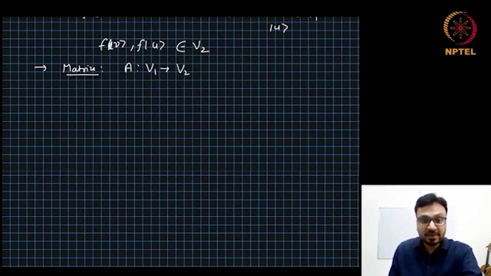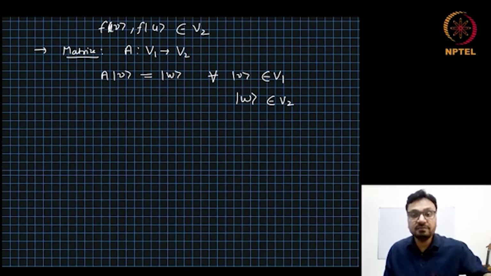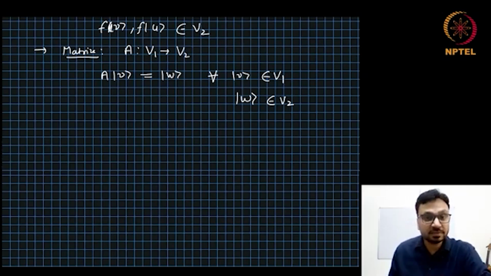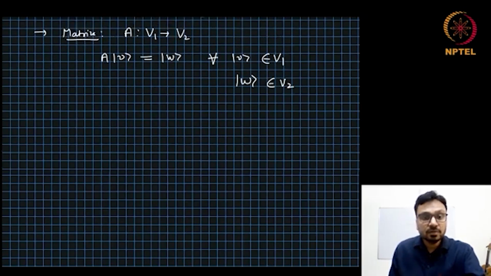So for that, it will be like A acting on vector V gives us W, let us say, where V is from V1 and W is from V2. So this is given to us. Now this is for every vector V given in V1. We know the action of the operator A on V, and we know what W we get. Now let us say that we choose an orthonormal basis.